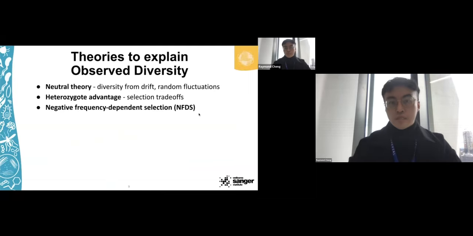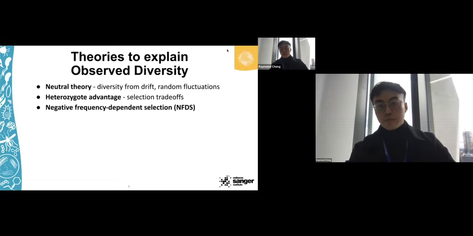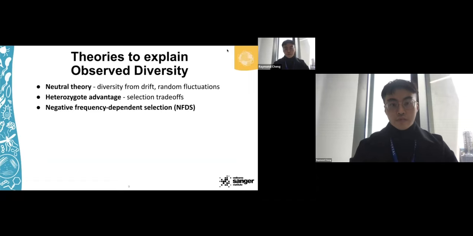There are several theories to explain the observed diversity. First of all, the neutral theory. It talks about random fluctuation throughout the evolutionary process, so the observed diversity we see is just from randomness through time. There is also heterozygote advantage. In some scenarios, having a heterozygote genotype actually gives the best fitness in the population, so it will maintain the diversity. And there's also another force, negative frequency dependent selection, that tries to maintain the diversity.